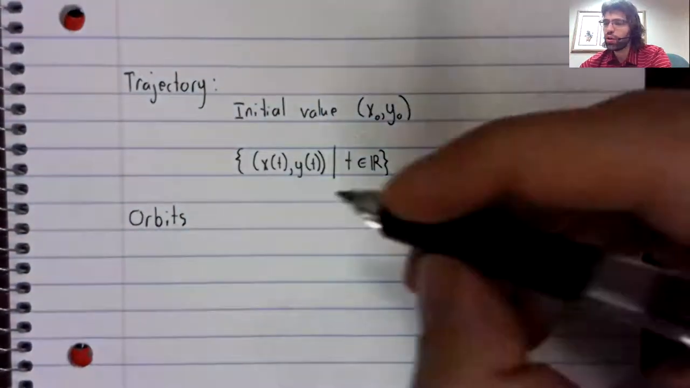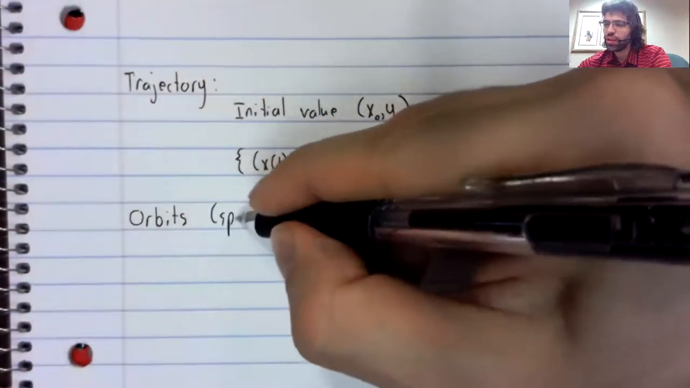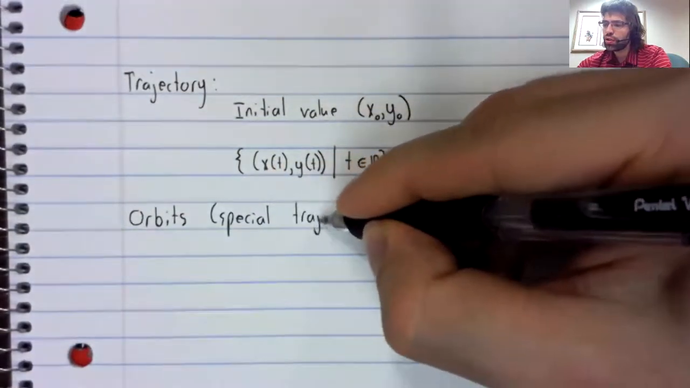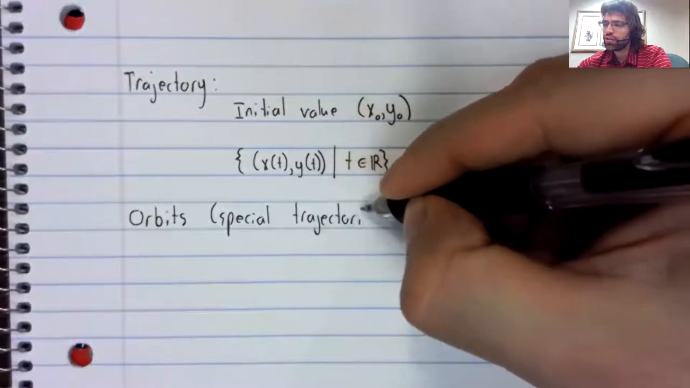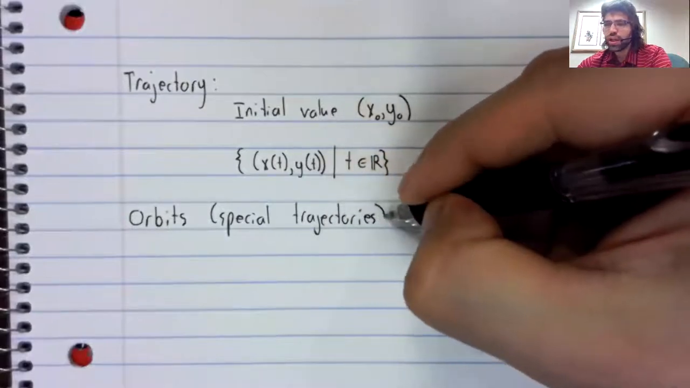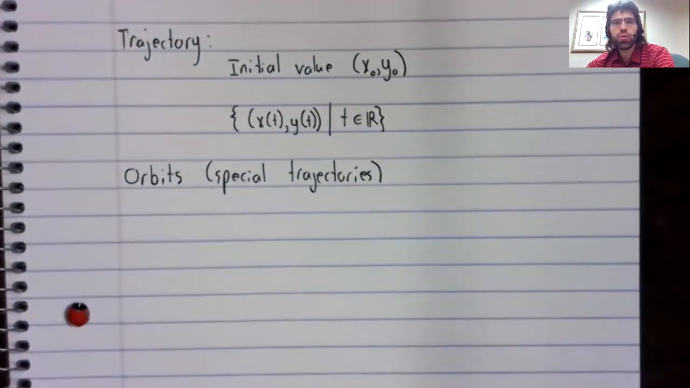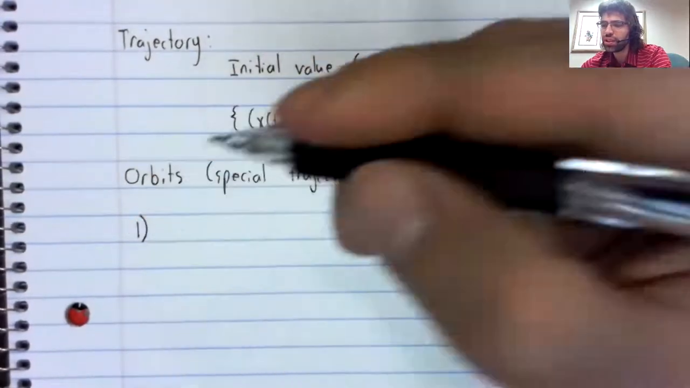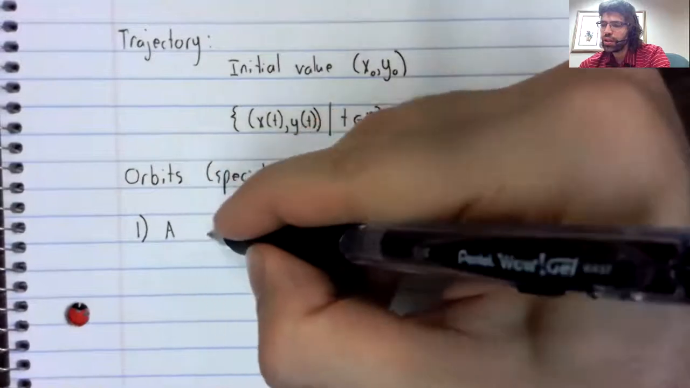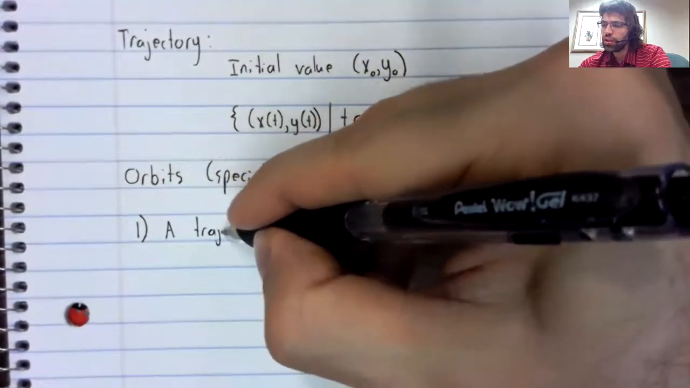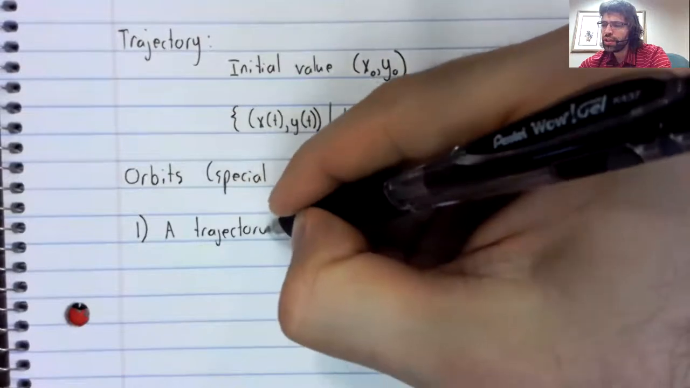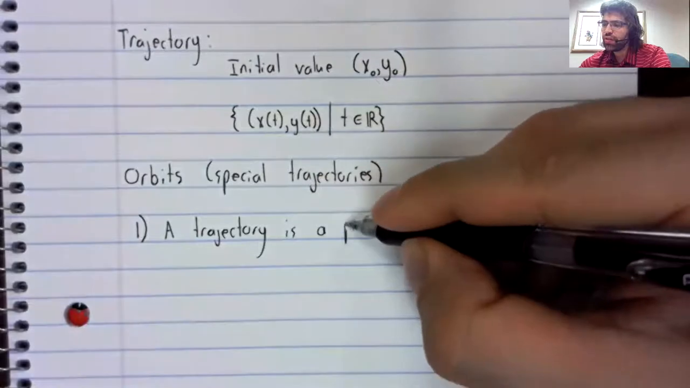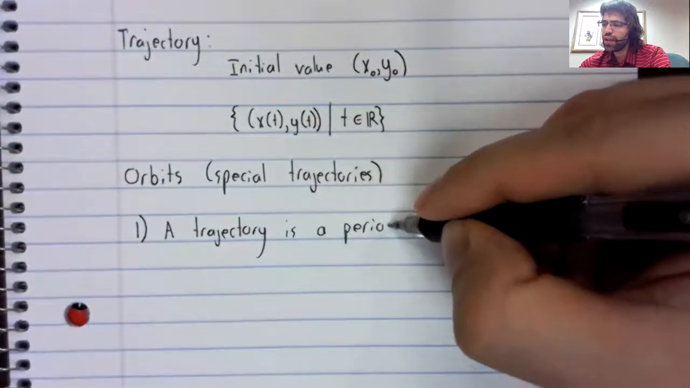Now we'll define orbits. These are special trajectories. And actually, what we call orbits break down into a few cases. A trajectory is an orbit. And in fact, we'll give it a special name.